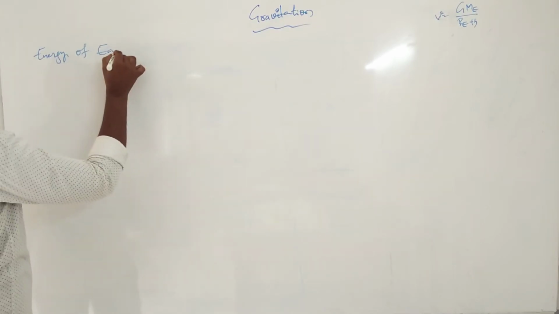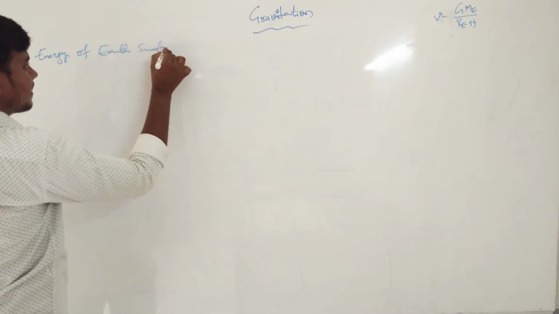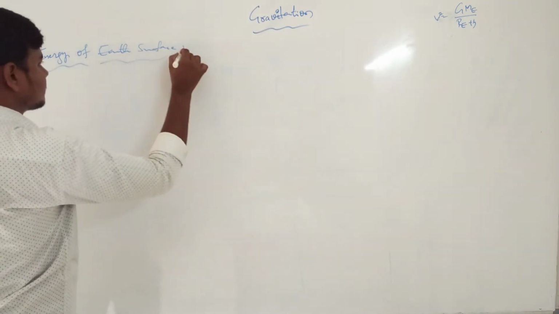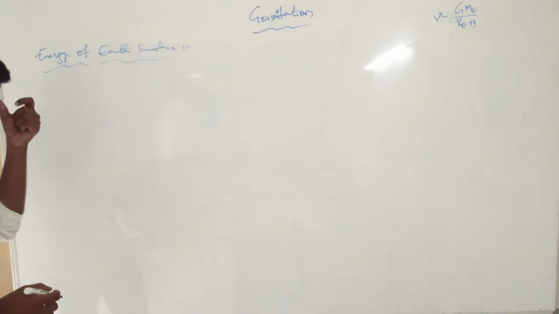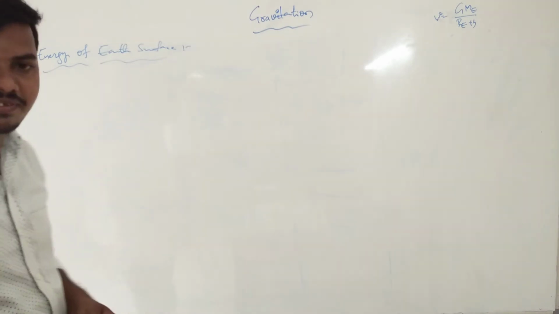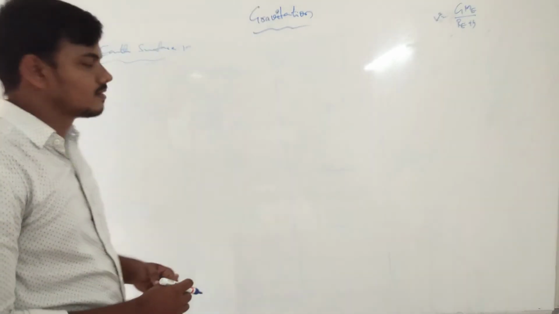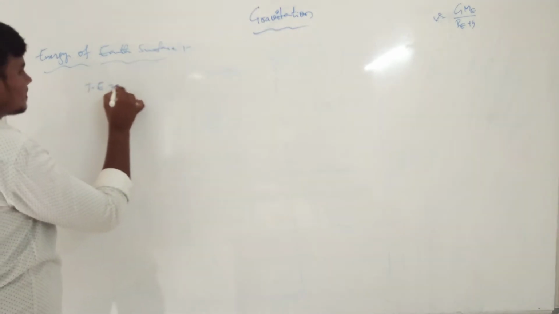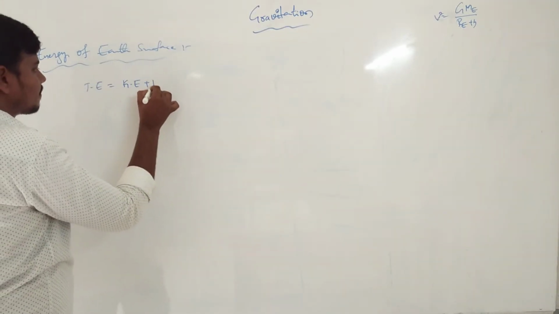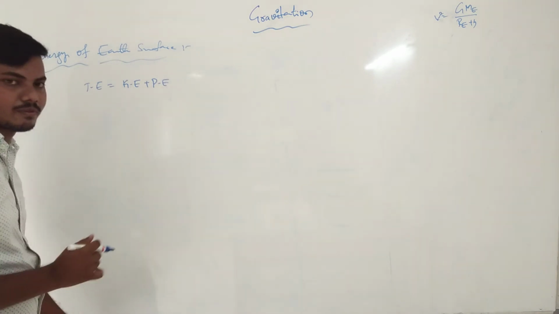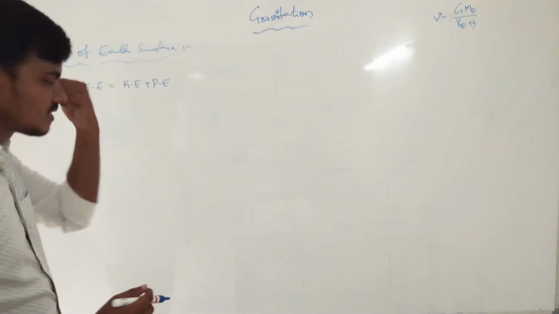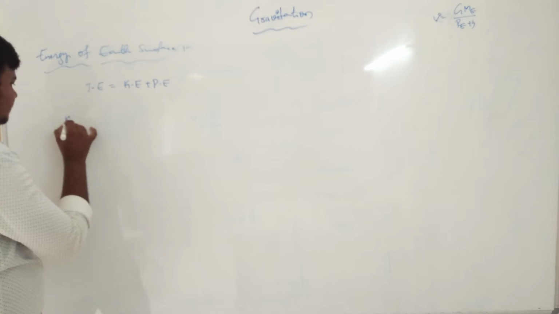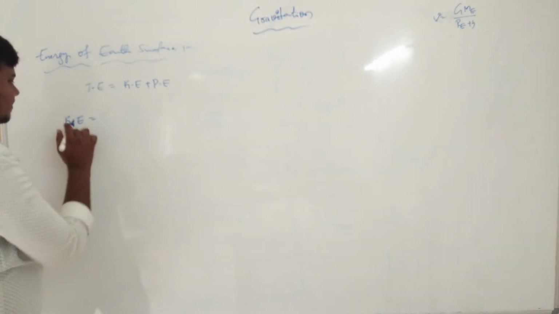Energy at the Earth surface. Now what is that energy we can represent? First, the total energy is equal to kinetic energy plus potential energy, continuing from our previous class. Now first we go into kinetic energy.